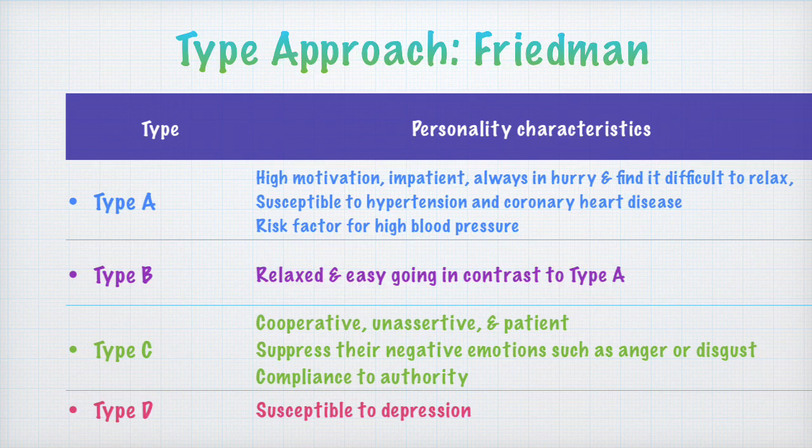Coming to the fourth type, which is the type D type, this is the kind of personality which is susceptible to depression. These are the people who are very much dominated by feelings of dullness, feelings of worthlessness, feelings of doubts over their own self-worth. So they are more prone to developing depression.